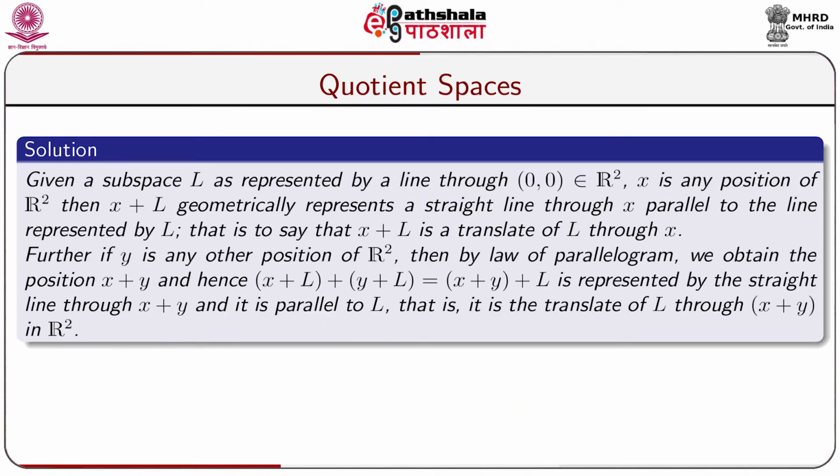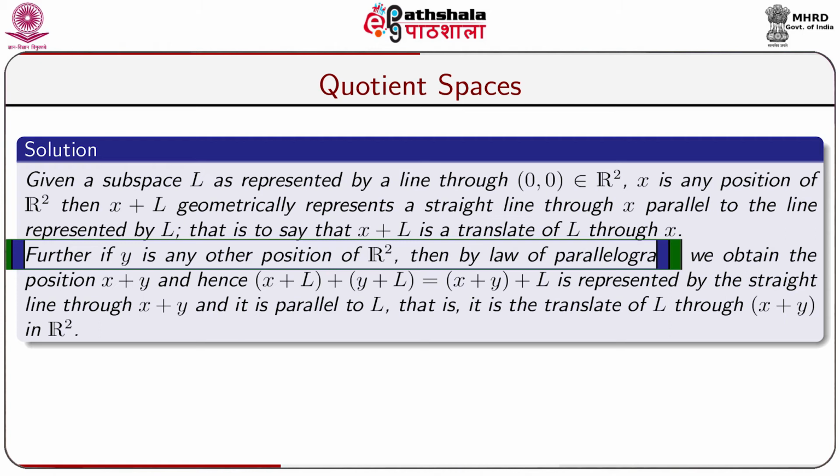So, given a subspace capital L of R2 represented by a line through 0, and x any position in R2, then x plus L geometrically represents a straight line through x parallel to the line represented by capital L. That is to say that x plus L is a translate of L through x.